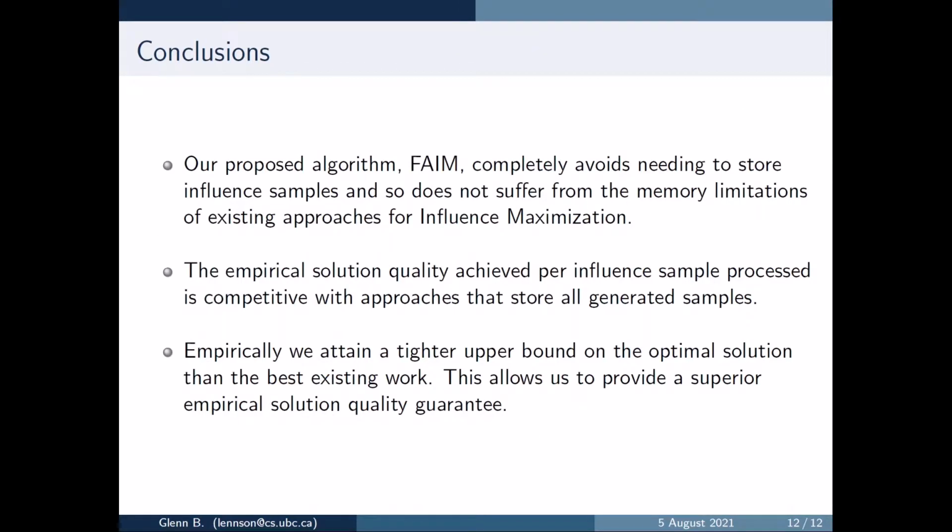In conclusion, our proposed algorithm, FAME, completely avoids needing to store influence samples, and as such does not suffer from the memory limitations of existing approaches for influence maximization. The empirical solution quality achieved per influence sample processed is competitive with approaches that store all generated samples. Empirically, we attain a tighter upper bound on the optimal solution than the best existing work. This allows us to provide a tighter empirical quality guarantee.